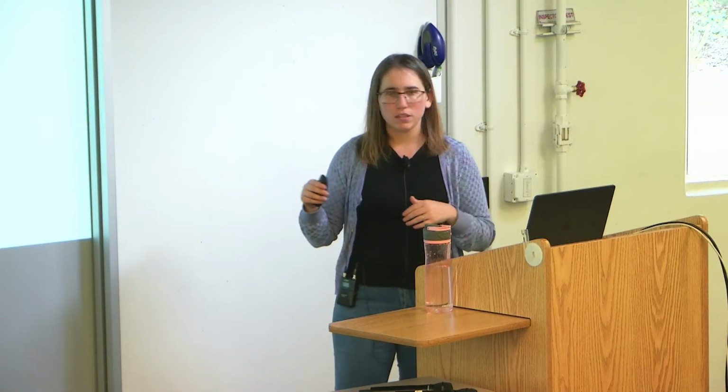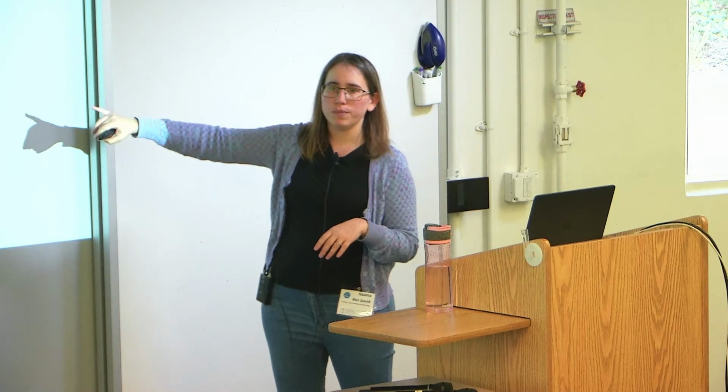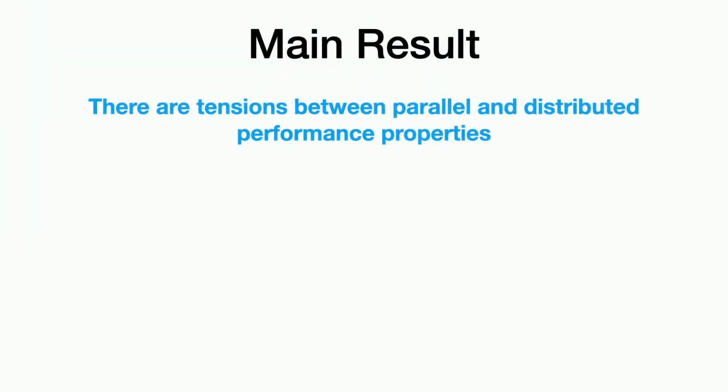Okay. Now I'll state the main result at an intuitive level, and then I'll go into more details later. The main result that we show is that there are tensions between these parallel properties that you want to guarantee and distributed performance properties, where for distributed performance we generally focus on how many round trips it takes for communication. Basically what we show in our work is that you can't achieve the best of both worlds. You can't achieve all of the best properties that you would like at the same time.